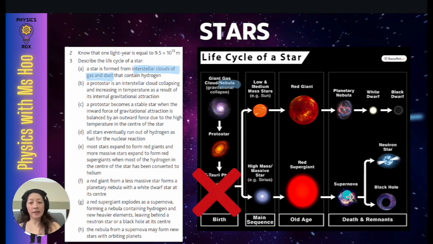The remnant of the supernova could either produce a neutron star or a black hole. And the nebula from a supernova could possibly form new stars with orbiting planets.